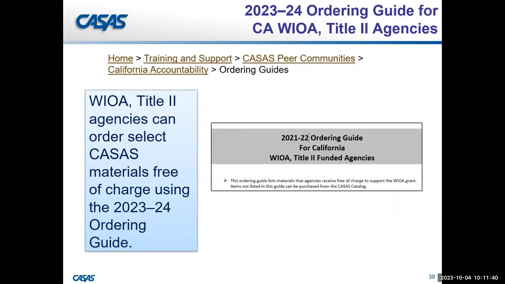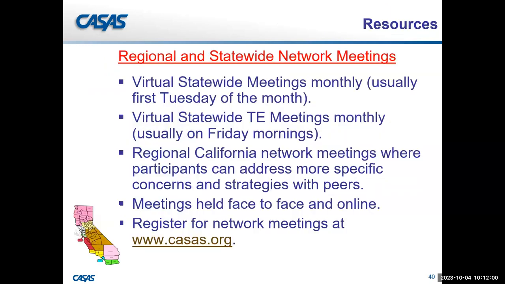Also, that order guide is on that same page. That's what you can download. And as a WIOA 2 agency, you can order CASAS materials free of charge, including test units. CDE might say, hey, wait a minute, it's not free of charge. It's courtesy of the California Department of Education.